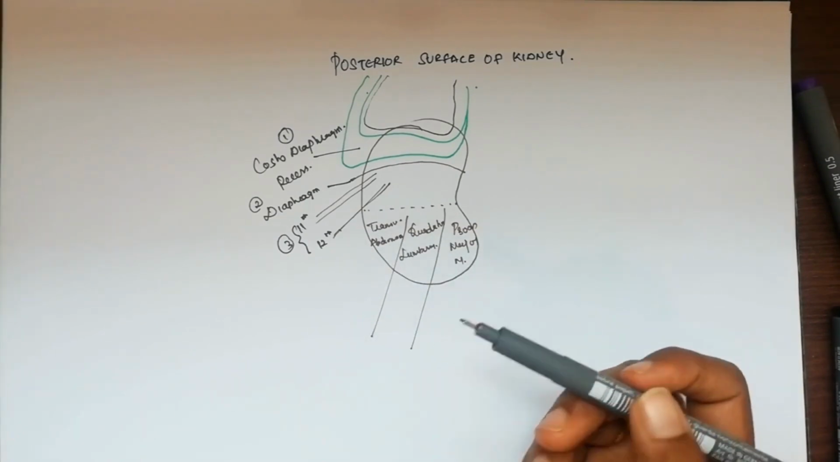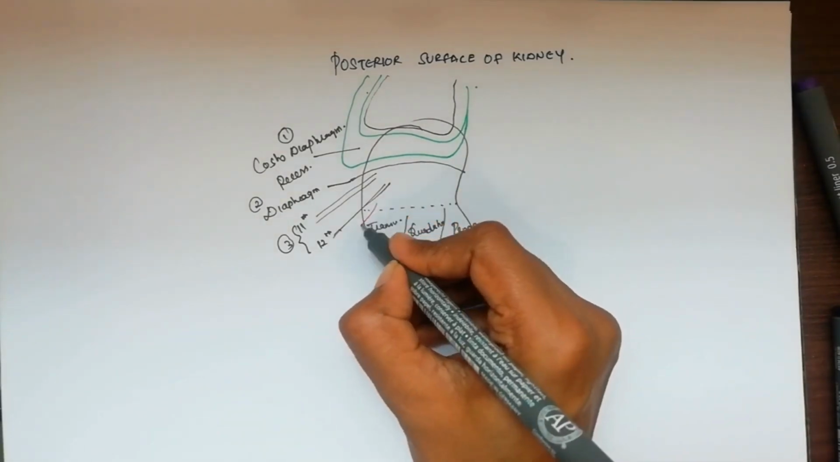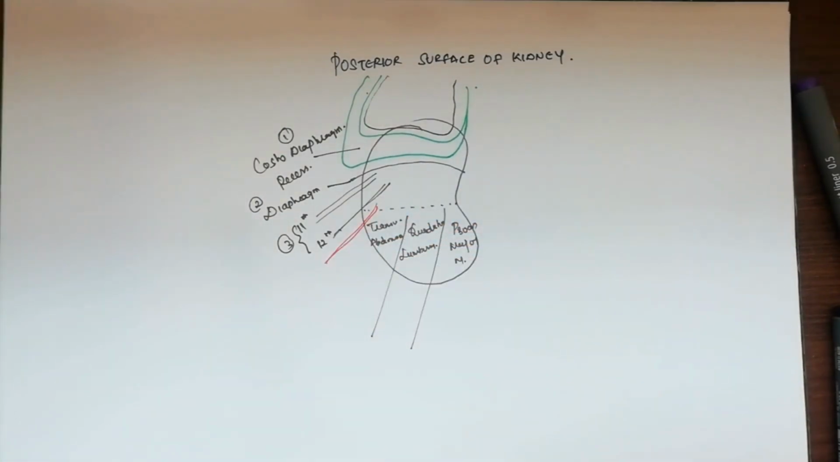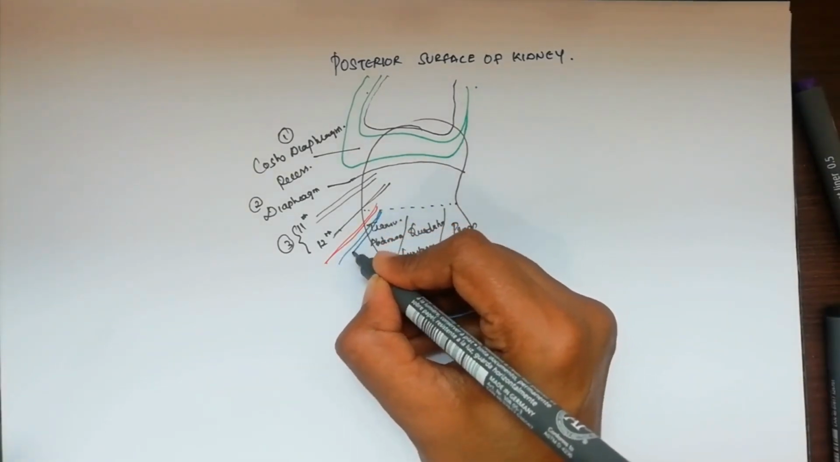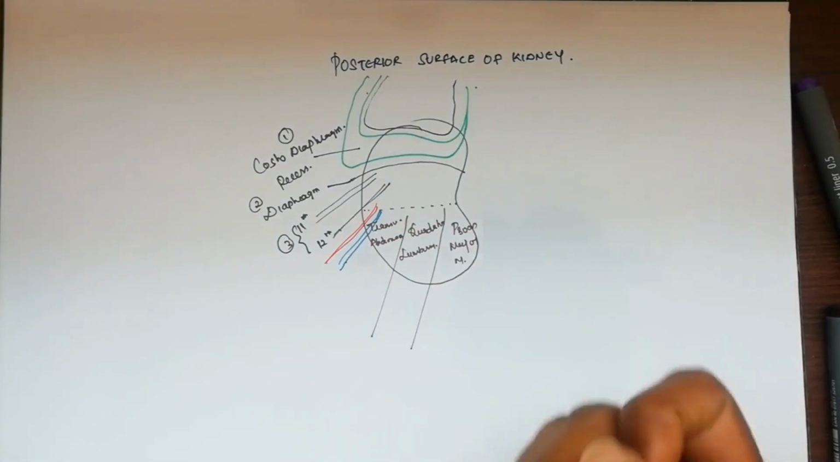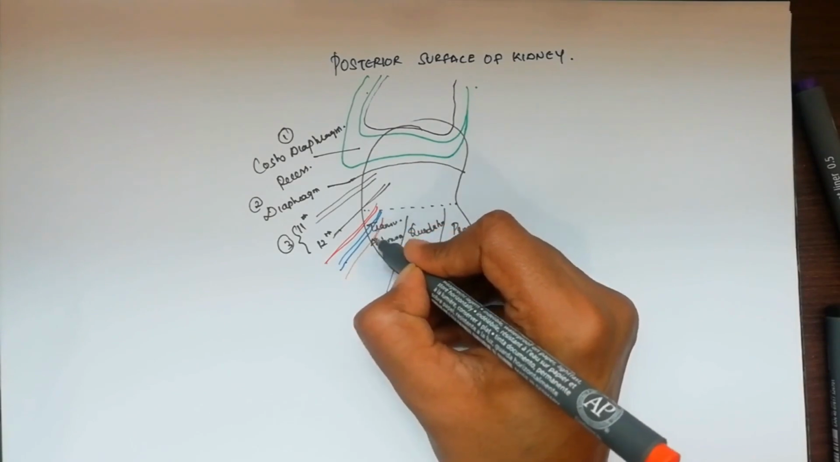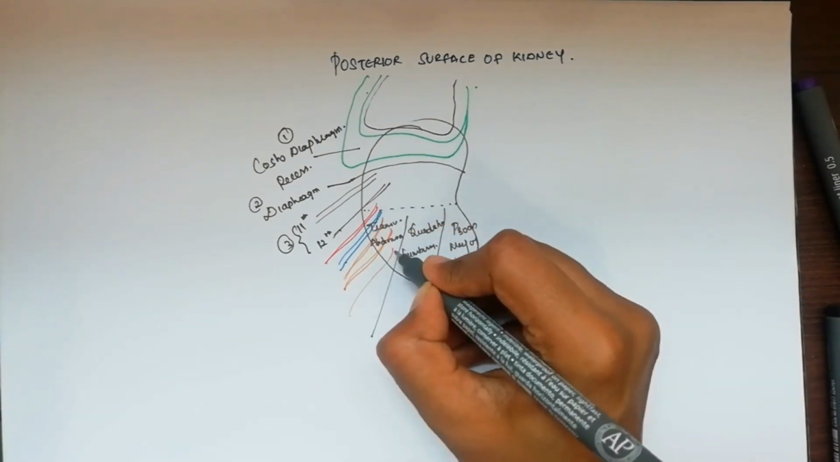Along with this, we have got again some vessels present, that is subcostal vessels. We have got 12th rib here. So just below the 12th rib, we have got subcostal artery and subcostal vein placed. Subcostal artery and subcostal vein along with subcostal nerve. So subcostal nerve and iliohypogastric nerve and ilioinguinal nerve.